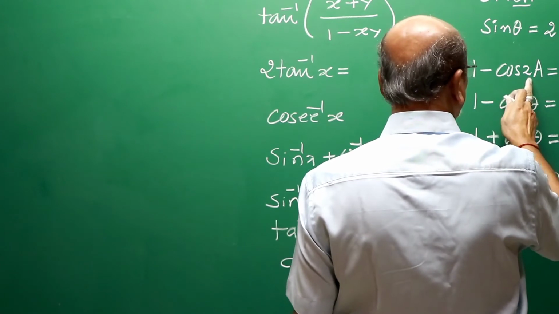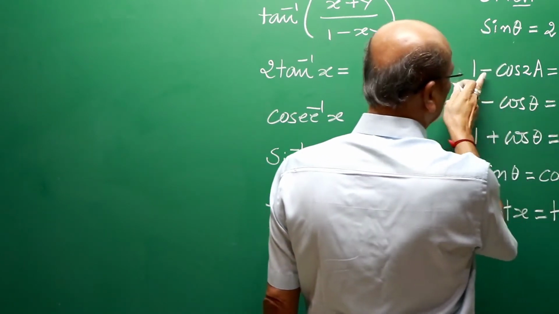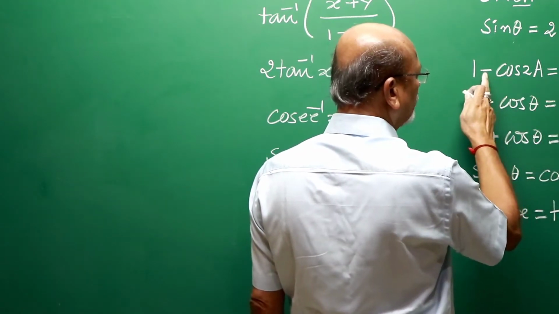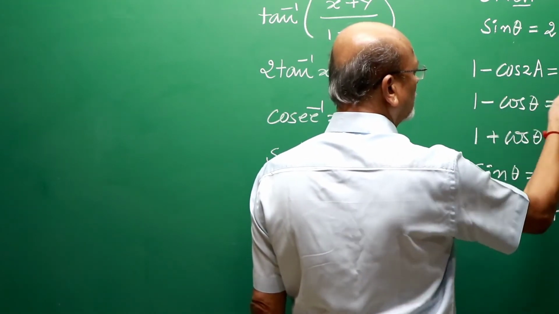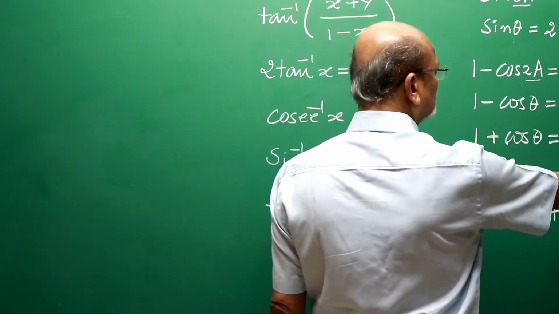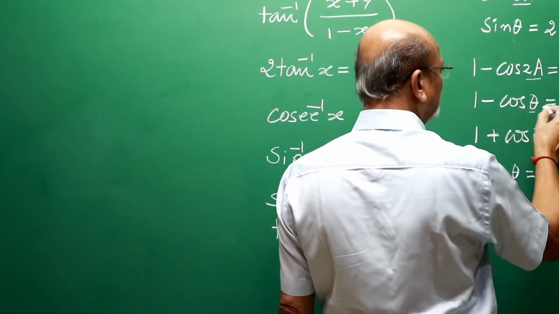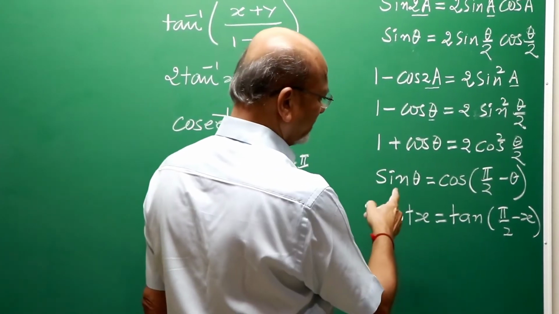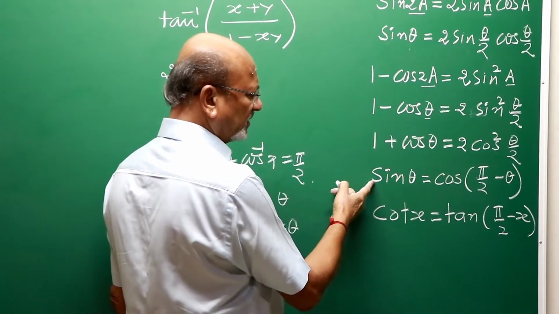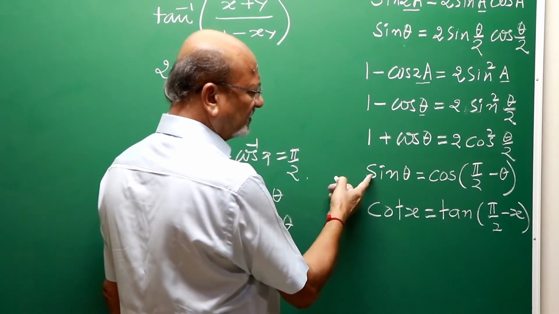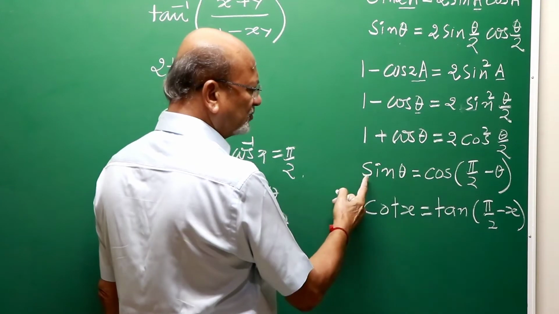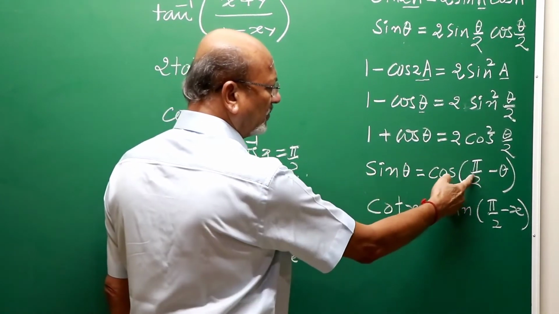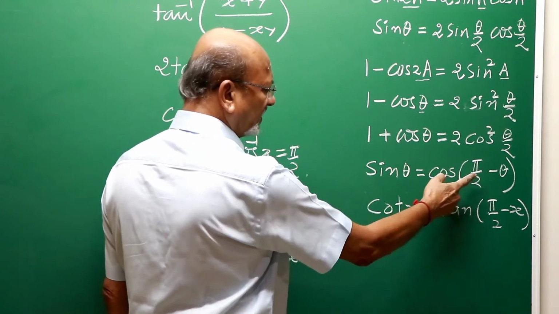1 minus cos 2a is 2 sin square a. My friends, if it is minus here, 1 minus cos 2a is 2 sin square a, and 1 plus cos 2a is 2 cos square a. Now, what is your observation about the angle? 2a becomes a, half, so theta becomes theta by 2: 1 plus cos theta is 2 cos square theta by 2. In the previous class it was explained: if you change from sine to cos, you have to replace your angle by pi by 2 minus theta.